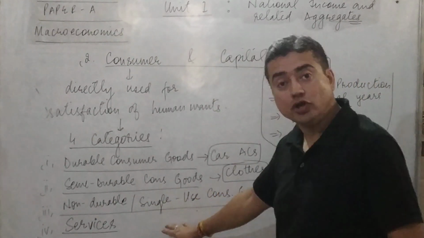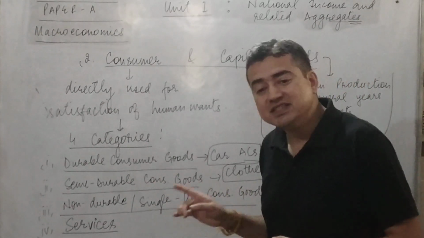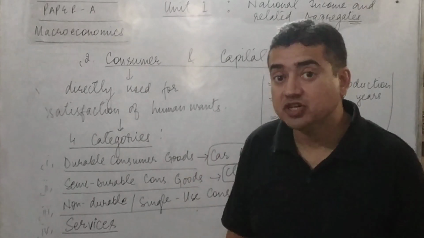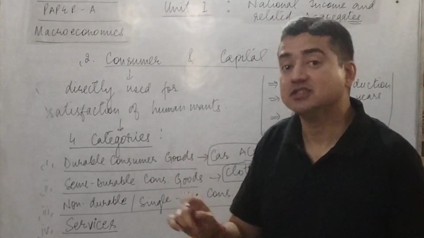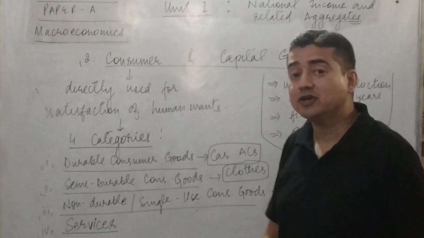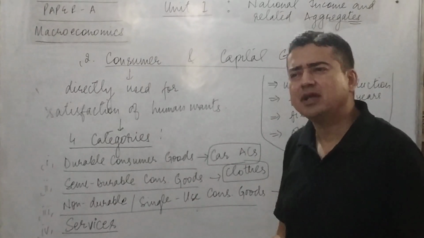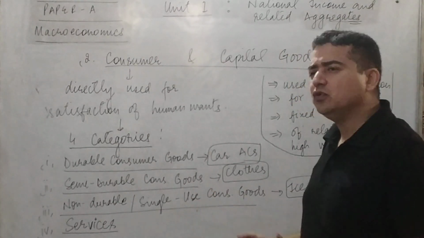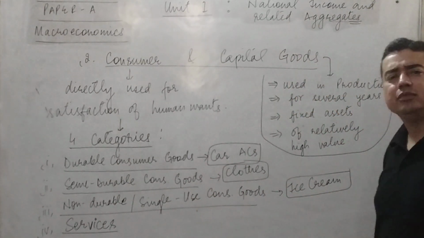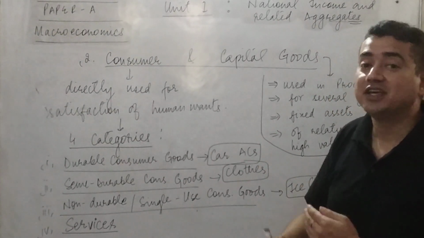Third category is non-durable or single-use consumer goods. Now these are those goods which are used up in a single act of consumption. That's why they are called single-use consumer goods. For example, all the foodstuff that you eat, it could be ice cream, it could be milk, it could be chocolate and so on. They cannot be used again and again.